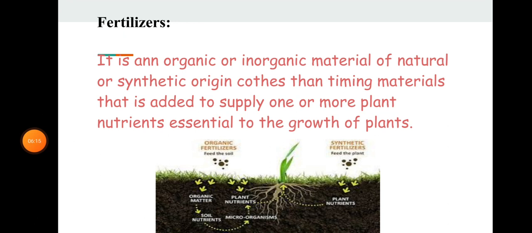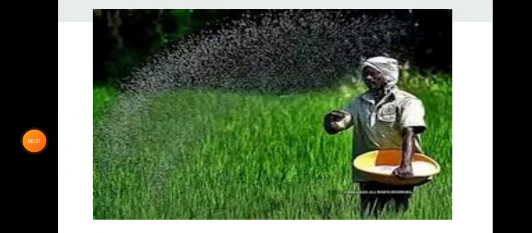And the next topic is fertilizers. They are organic or inorganic, synthetic materials added to the soil and supplied to the plants to grow. There are various kinds of fertilizers, like potash and nitrate, as you can see here.